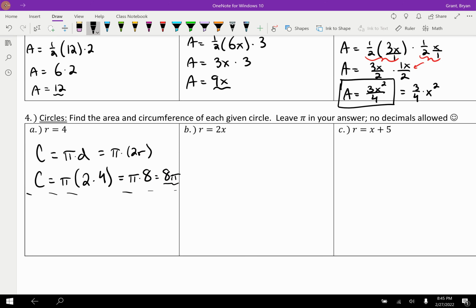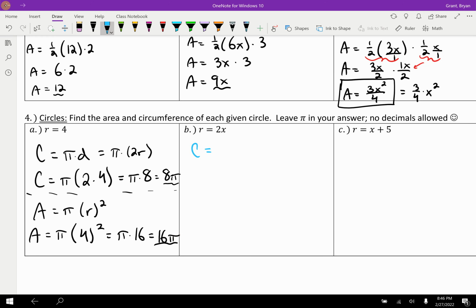Area-wise, we know that area is pi times the radius squared. Shouldn't have done it like that. We should have said pi times the radius squared. There we go. And we know in this case our radius is 4. 4 squared is 16. And again, we write the 16 in front of pi just because that's what people enjoy doing. Now, I'm not going to rewrite these formulas every time. I don't want to run out of room.